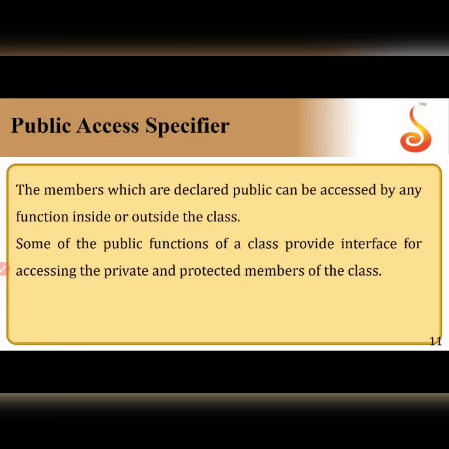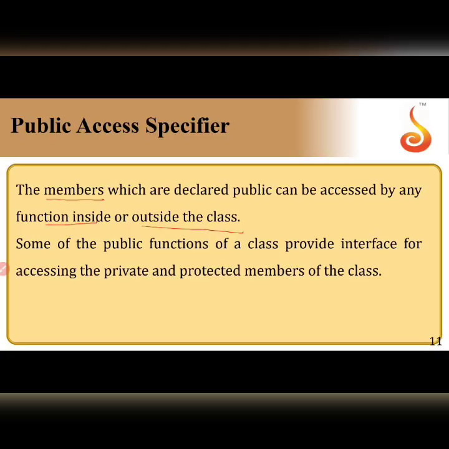Yeah, we finished private. We will do the public access specifier. So we did public in the example also. We'll see this. The members which are declared public can be accessed by any function inside or outside the class. That is, the member functions inside the class can access the public data, as well as the functions outside the class can also access public data.